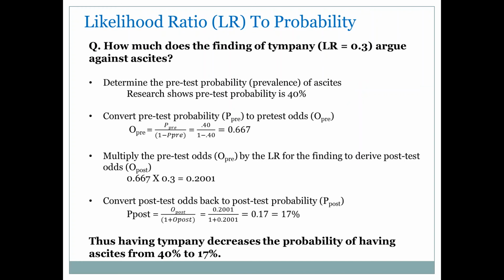And you can do the same thing arguing against. It's the same computations. I won't go through them all, but it's the same computations. So if you have tympany, that's going to decrease the probability of having ascites from 40% to 17%. Okay, so you can look at it both ways, but there's how you convert using the likelihood ratios. You can go from pre-test probability to the post-test probability to see what the chances are. Here it went down, which is good.